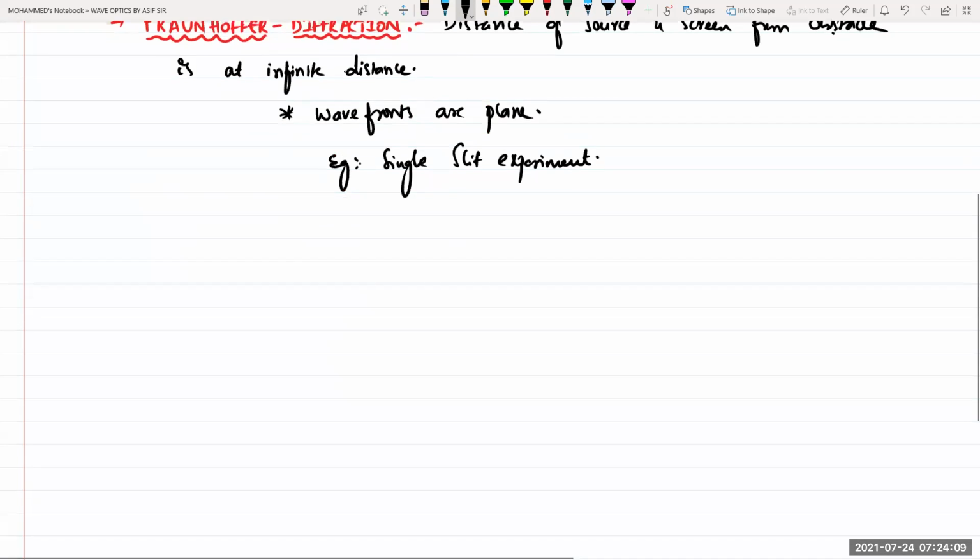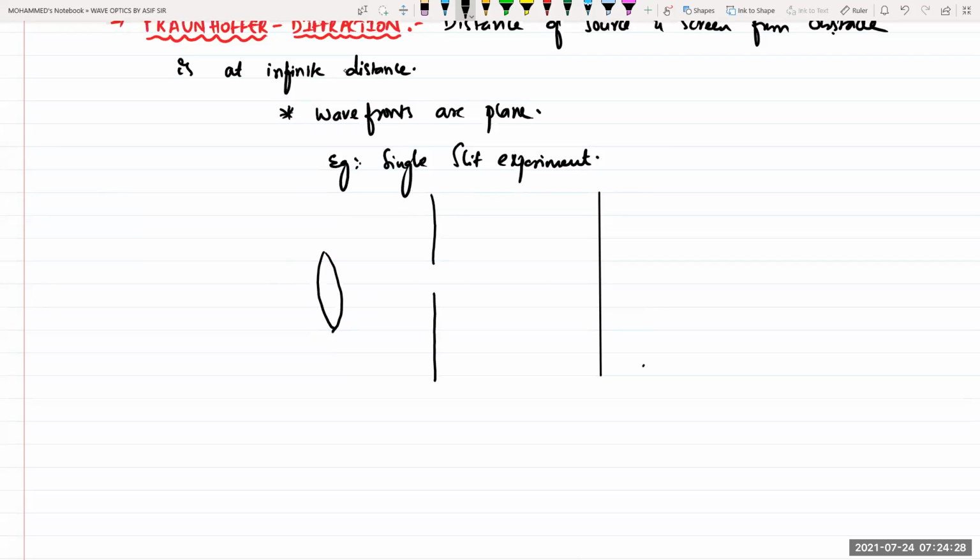Okay. So in this one, I'm drawing the shapes right now. This is your screen. And somewhere here we are having the opening. And here is right now your lens. And the source is at a very large distance. So the ray of light when it is coming is something like this.